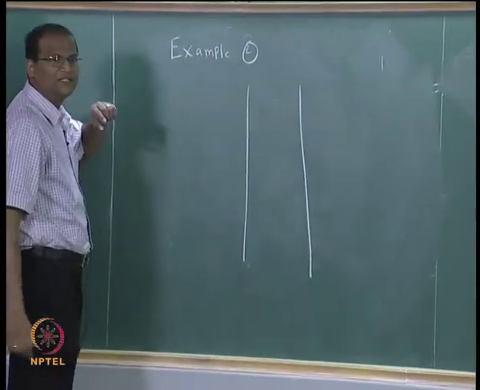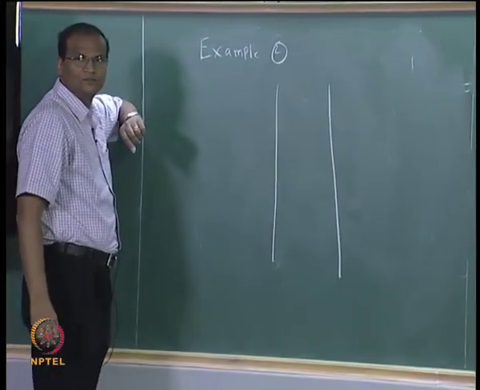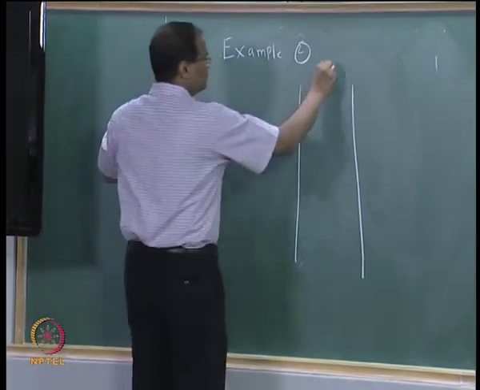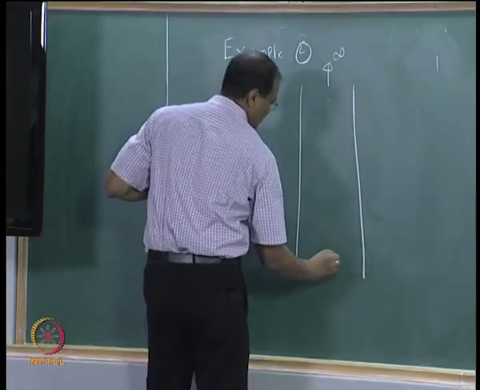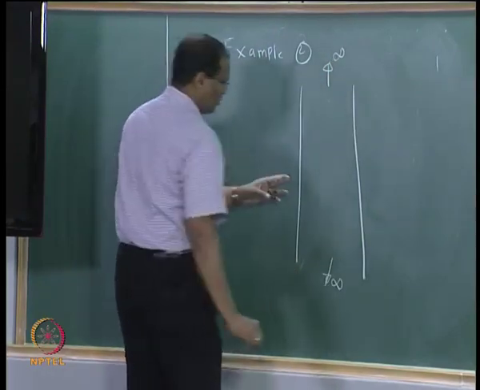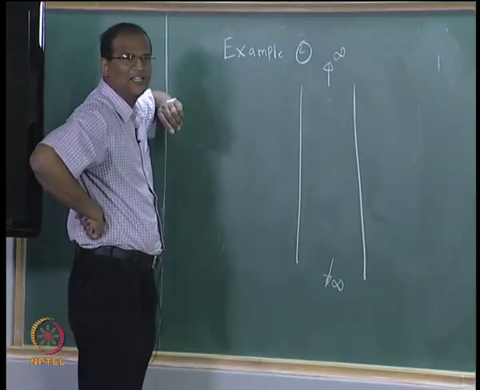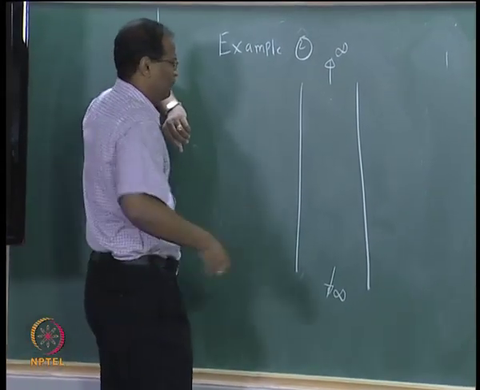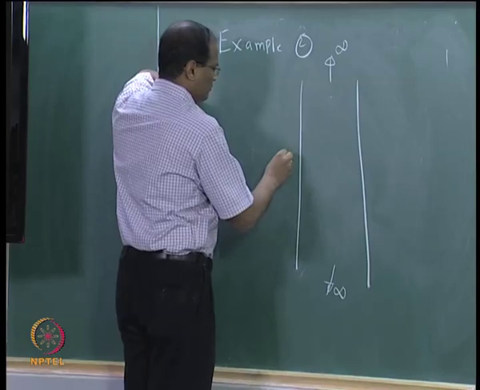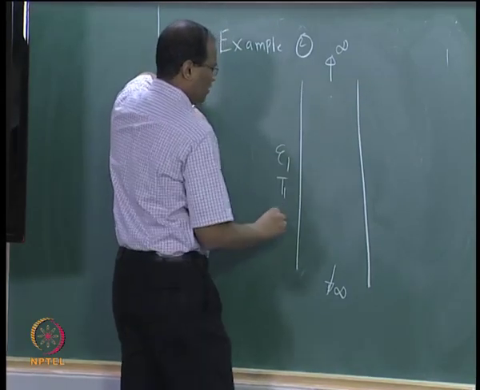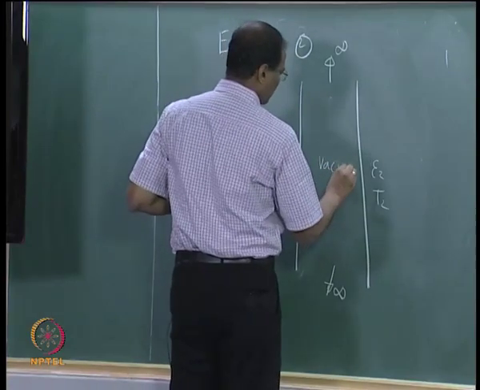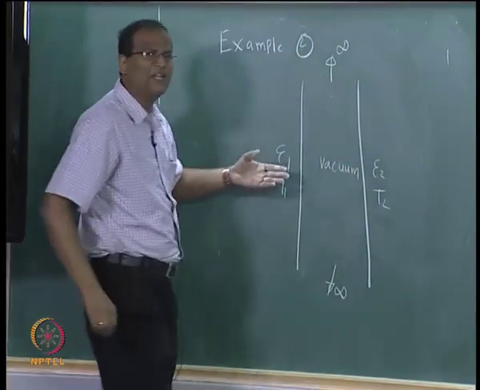Consider two parallel plates. They are infinitely deep, and also infinite in extent in the direction perpendicular to the plane of the board. Now epsilon 1, T1, epsilon 2, T2. This is vacuum. This will happen in insulation.